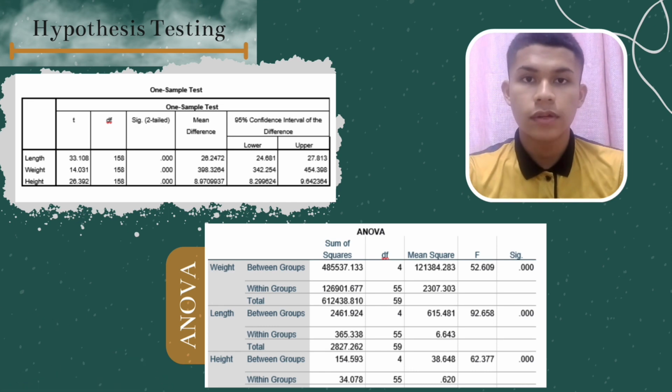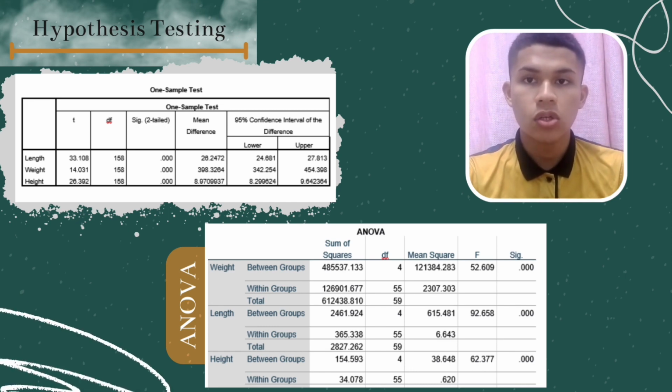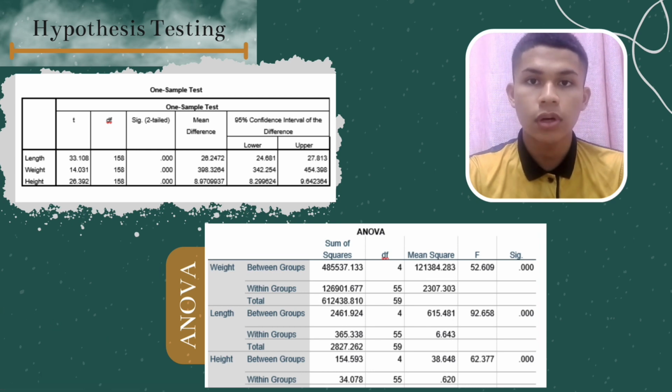Next is the ANOVA table. It is a collection of statistical models used to analyze the difference between group means and their associated procedures, such as variation among and between groups. It is a statistical method that extracts the observed variance data from the various components to be used for additional experiments.